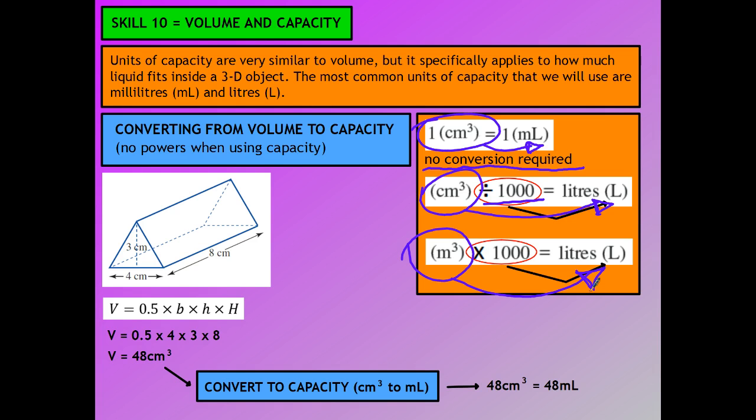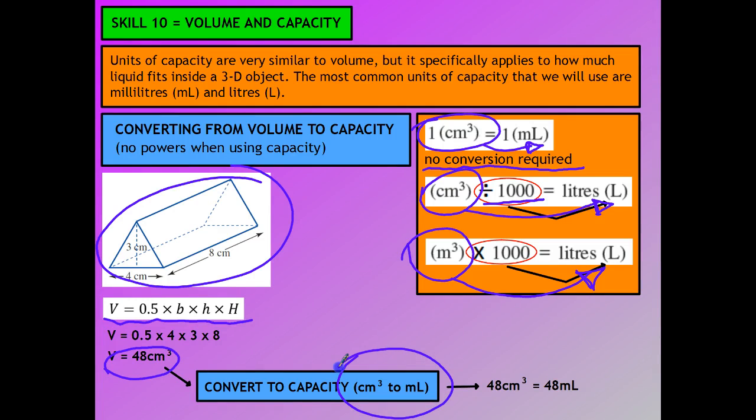An example of doing a conversion from volume to capacity is here on the left with a triangular prism. If we calculate the volume of the triangular prism, we use our formula half times base times height of the prism, which is half times 4 times 3 times 8. The answer in volume is 48 centimetres cubed. But we want to go from centimetres cubed to millilitres. To do that, we check in our table. There's no conversion required, so 48 centimetres cubed is the same as 48 mils.